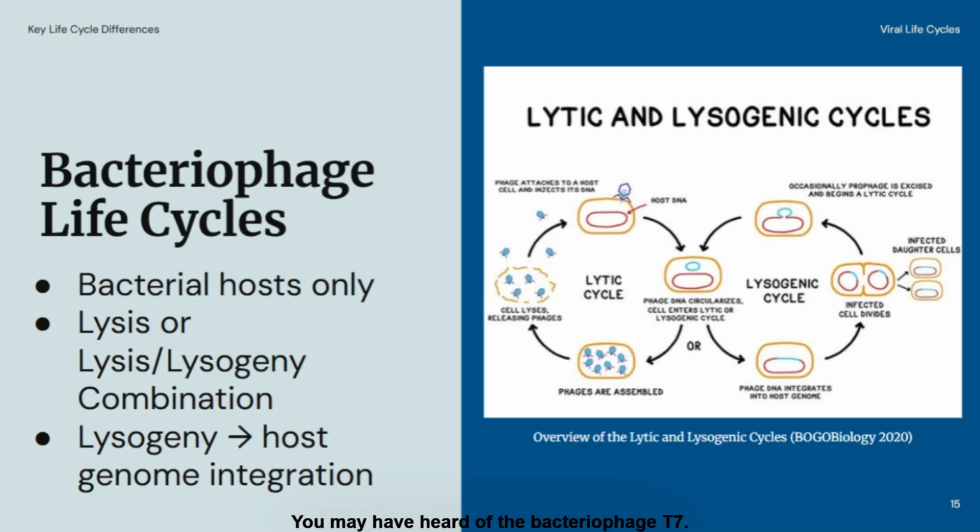You may have heard of the bacteriophage T7. It is a lytic phage that infects E. coli. The T7 promoter of this bacteriophage is used in molecular biology because of its high affinity for the T7 RNA polymerase, resulting in high levels of expression.